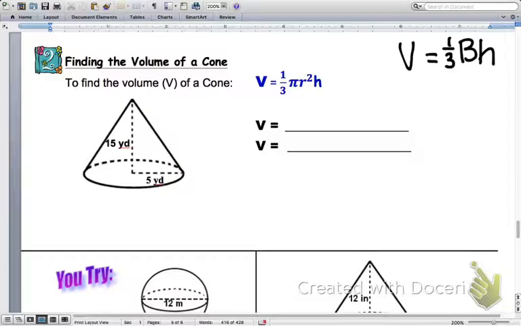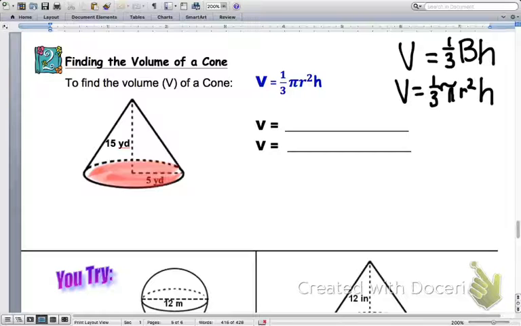Let's think about the base of this figure. We have a cone, so our base is a circle. How do you find the area of a circle? Pi r squared. So our formula for a cone is 1/3 pi r squared times the height.